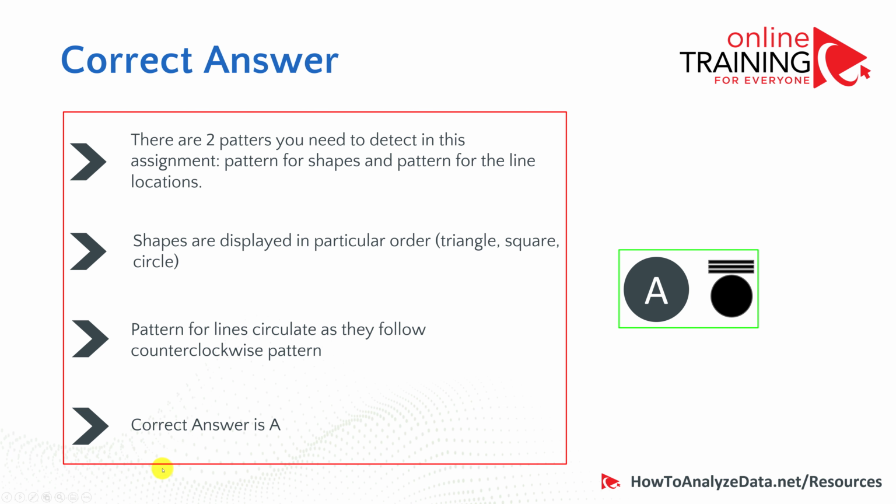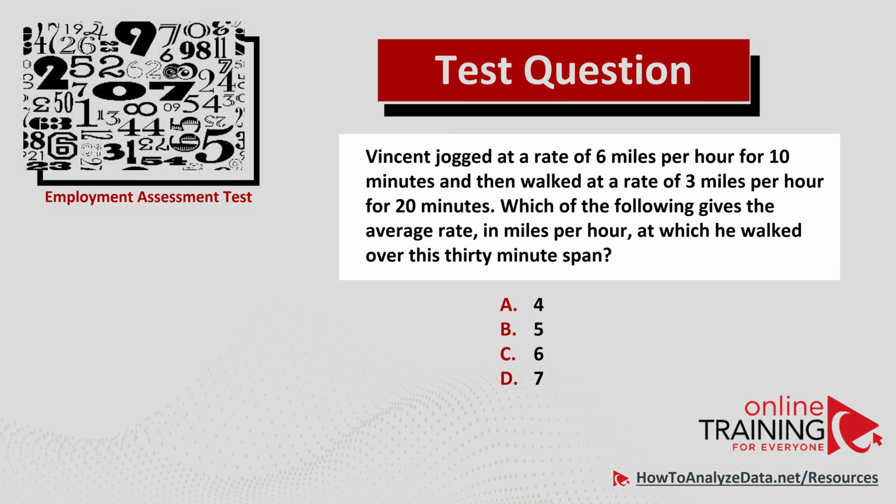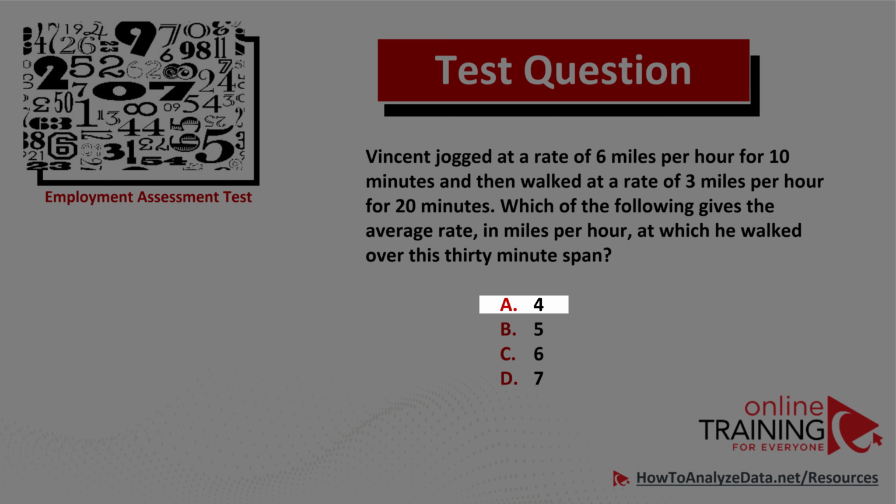You will see a lot of these types of questions in the assessment test. And now, here's the question for your practice. Vincent jogged at a rate of 6 miles per hour for 10 minutes and then walked at a rate of 3 miles per hour for 20 minutes. Which of the following gives the average rate in miles per hour at which he moved over this 30-minute span? Choice A, 4. Choice B, 5 miles per hour. Choice C, 6 miles per hour. Or choice D, 7 miles per hour.